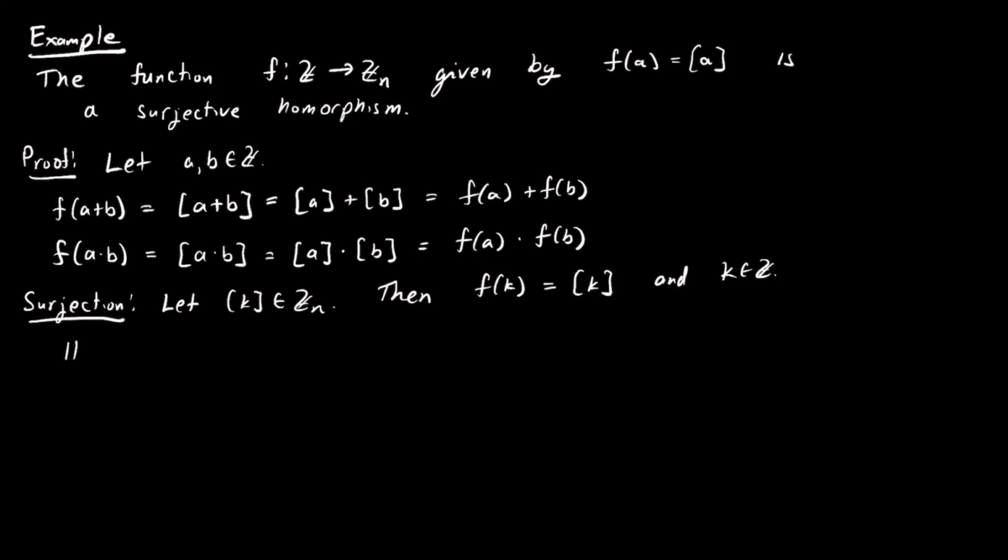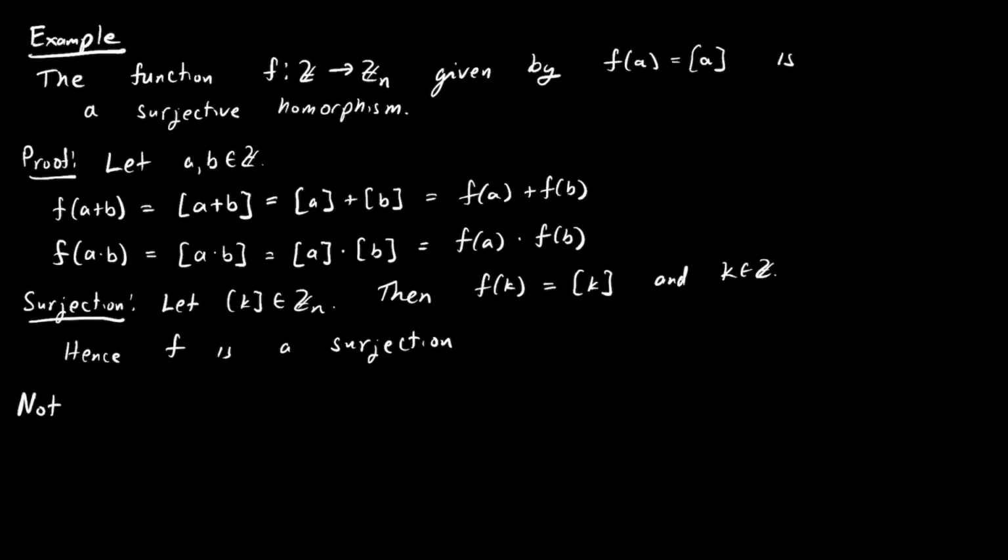So I could say hence f is a surjection. The idea is I want to show that any element of Z mod n comes from some integer. So in particular, the equivalence class of 0 is going to come from the integer 0. The equivalence class of 1 is going to come from the integer 1. The equivalence class of 2 is going to come from the integer 2. Okay, so this is a surjection.